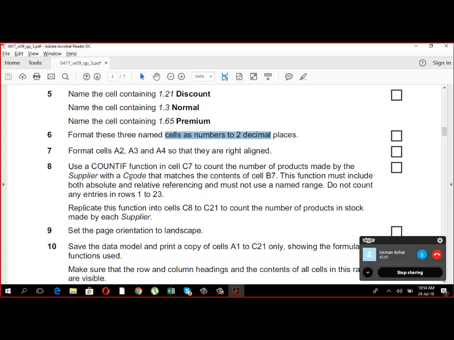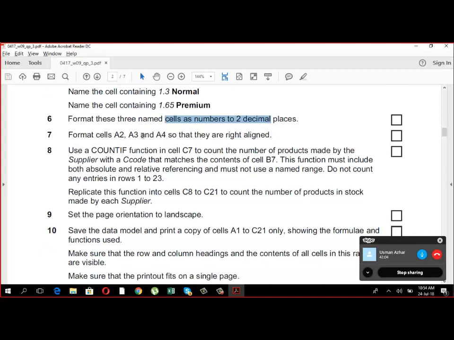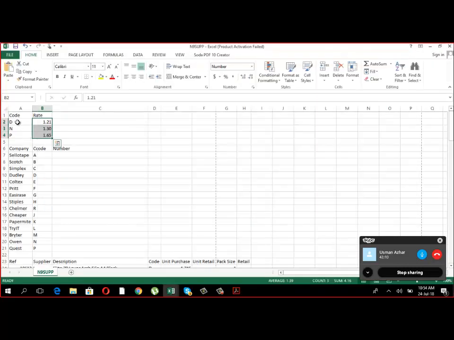Point number 7. Format cells A2, A3, and A4 so that they are right aligned. A2, A3, and A4 so that they are right aligned. I can even do it from here, right align. Not a big issue.